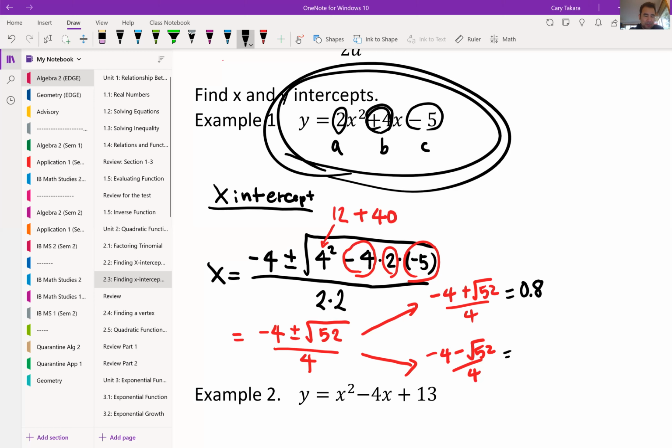Second x-intercept, negative 4 minus square root of 52. Now, this is what I would do. Make sure that you mentally put parentheses around the numerator. In other words, I do negative 4 minus square root of 52 and then press enter, okay? And then divide by 4.